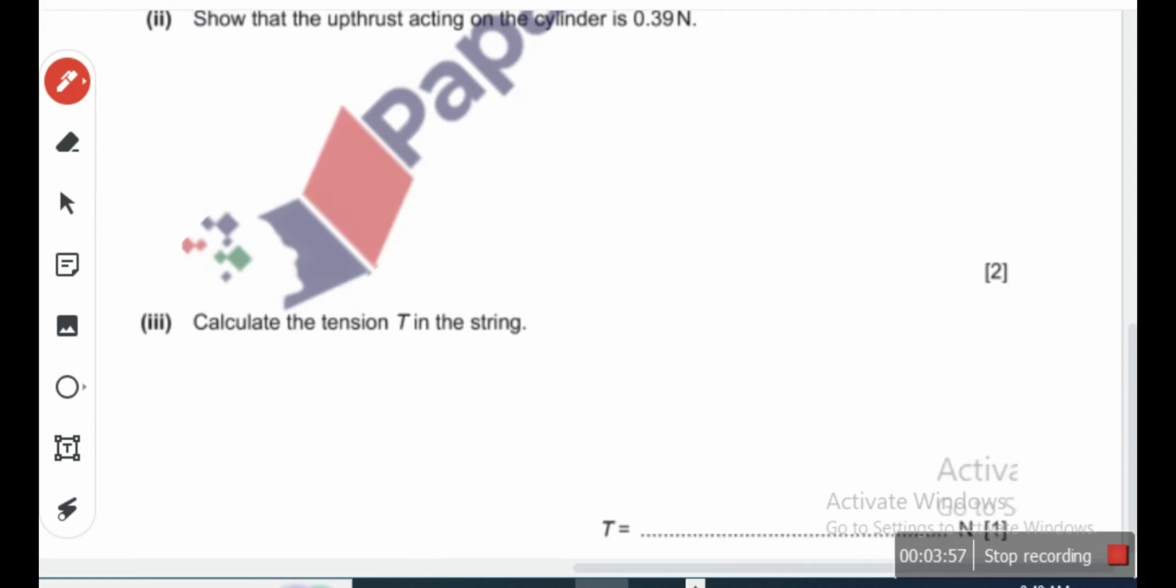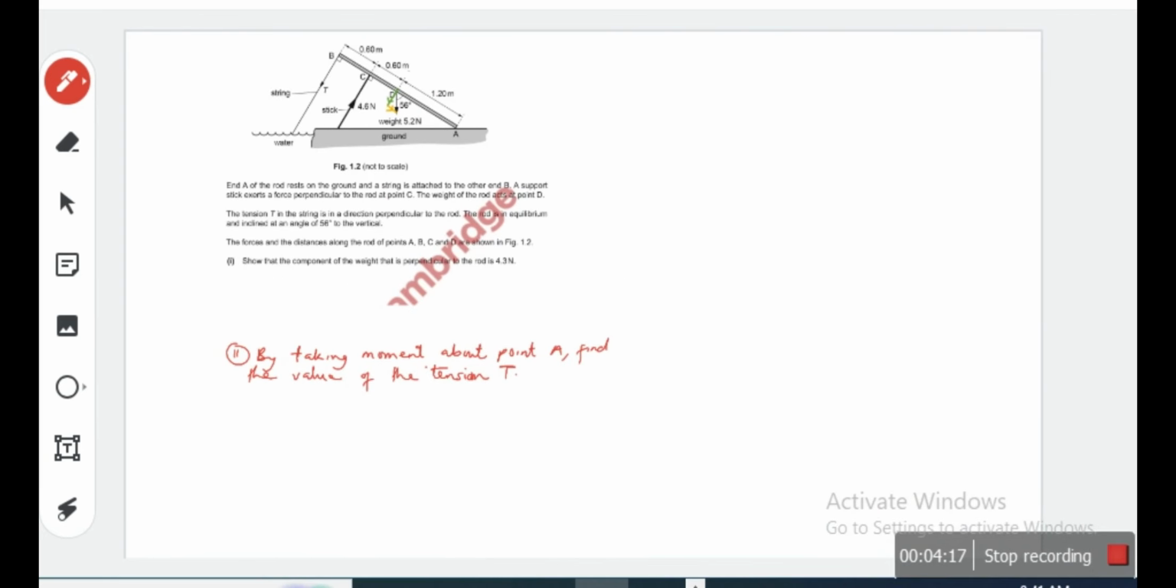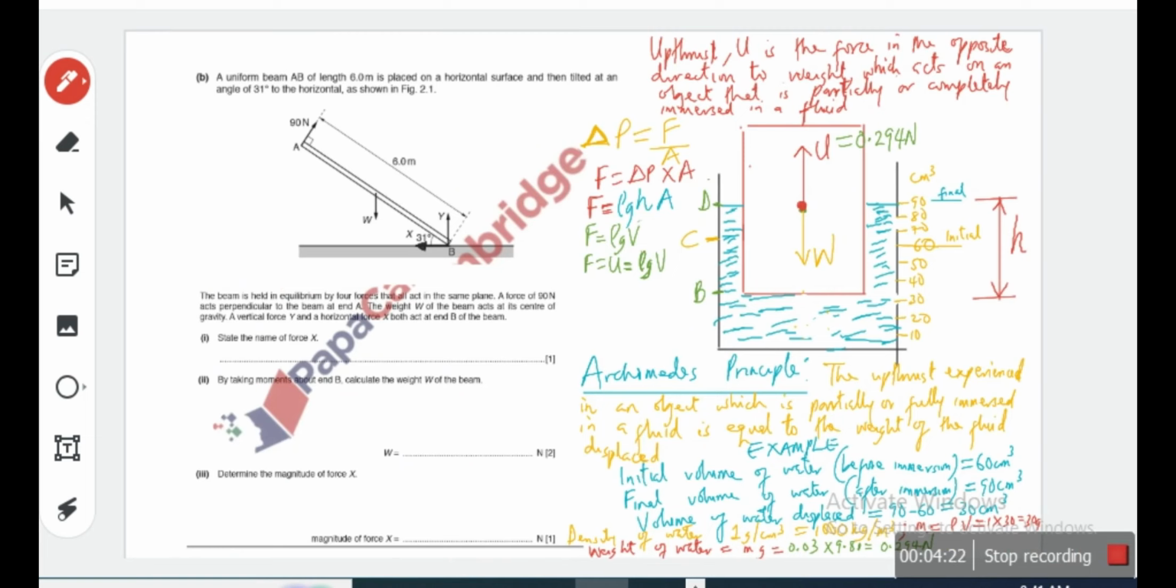Show that the upthrust acting on the cylinder is 0.39. All of these things are done for you. There are many ways you can do that. I've told you that the upthrust, which is the force, is rho g V. Do you remember? You want me to remind you of that? Where did we write the formula? The previous page. This is upthrust, rho g V. Is it not? We proved those things earlier.